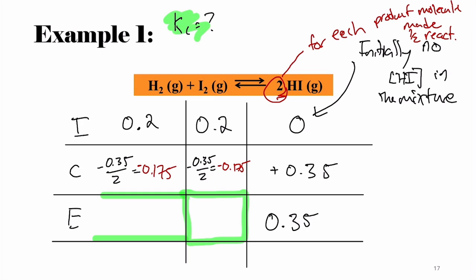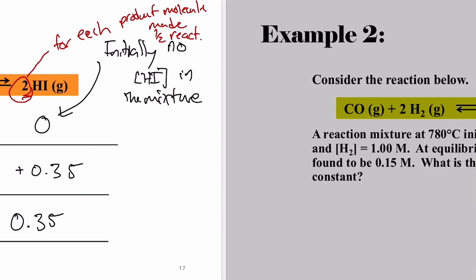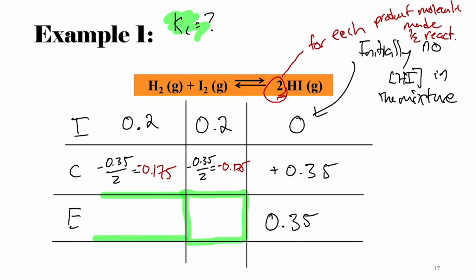And so then what do we get for our equilibrium values for H2 and I2? Yep, 0.025. Right, so all you do is add this value with that value, and that gives you your equilibrium value.